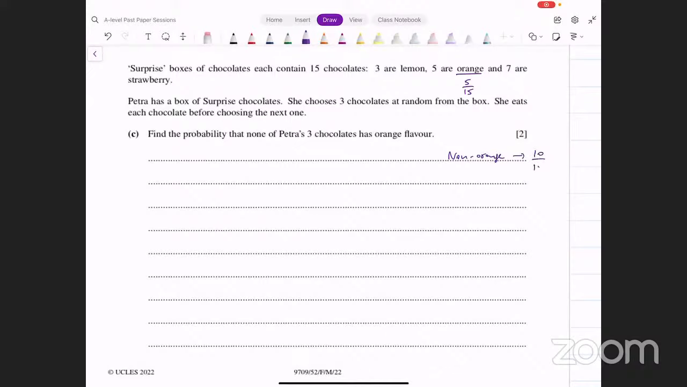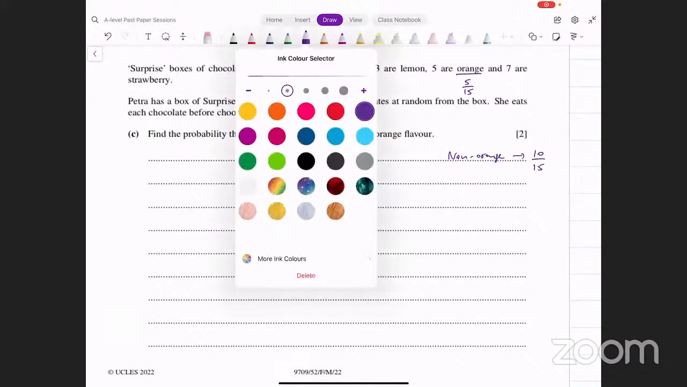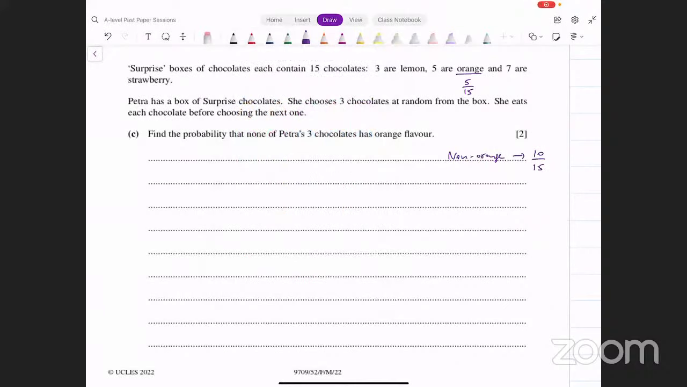Now, what do we want to calculate here? We want to calculate the probability that none of the 3 chocolates that she chooses have orange flavor. Acha, she picked the first chocolate. What's the probability that it's not orange flavored? That is 10 out of 15, right? 5 were orange, 10 were non-orange. The probability of the first chocolate not being orange, what's that? That's 10 over 15. Now she has taken out one chocolate, one non-orange chocolate.